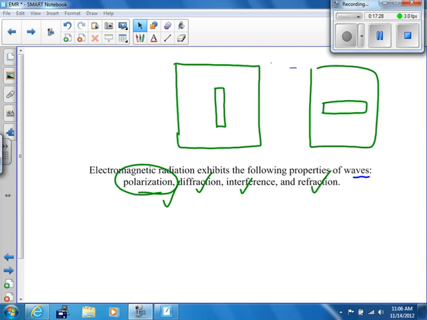See from the demonstration that the EMR, the light from the projector, does undergo polarization. That tells us that, since polarization is a property of a wave, EMR is a wave. More evidence to support the wave nature of the electromagnetic radiation. Okay, does that make sense?